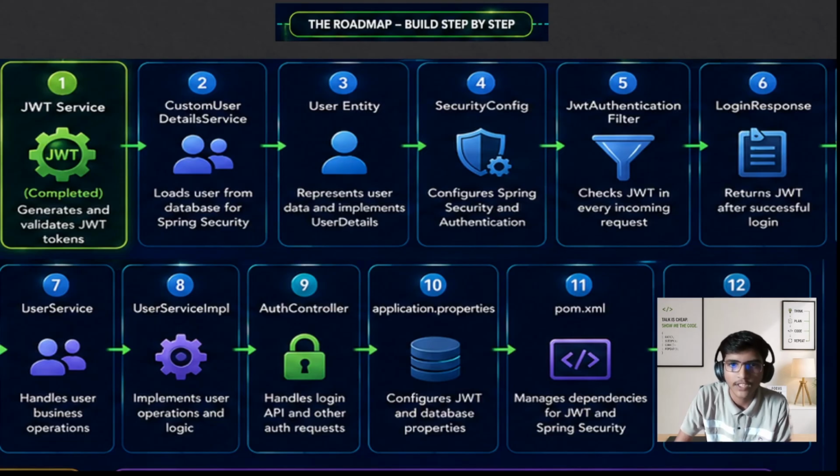So to build a complete JWT authentication system, we need some additional components. So here are the components. This will basically be our roadmap, how we are proceeding during our upcoming videos. In the last video we covered the JWT service, and in this video we are going to see the second part, that is the custom user detail service. So let's see what it is.